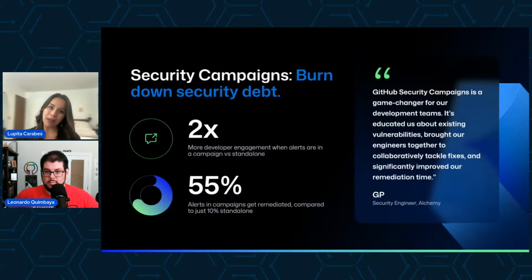And then also bring back that concept of campaigns, which helps burn down security debt, because developers are twice as engaged when they have direction. Having that campaign to provide influence on what's most critical to the business helps with prioritization. And we're seeing that 55% of alerts in campaigns actually get remediated, which in comparison without campaigns is only about 10%. So I'll hand it over to you, Leo, so you can showcase this.